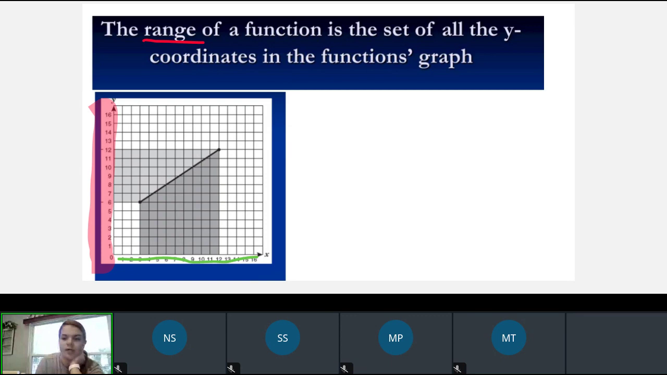So we want to start again with our lowest value. So we're going to start from the bottom. So here's our endpoint, and I'm looking over what is that y value? 6.